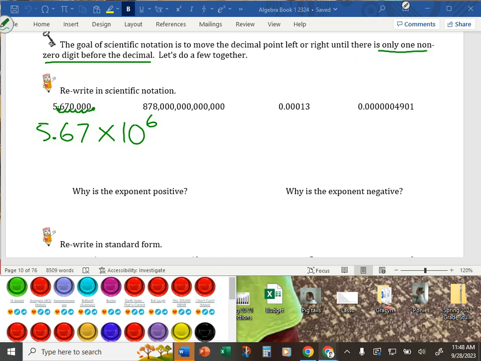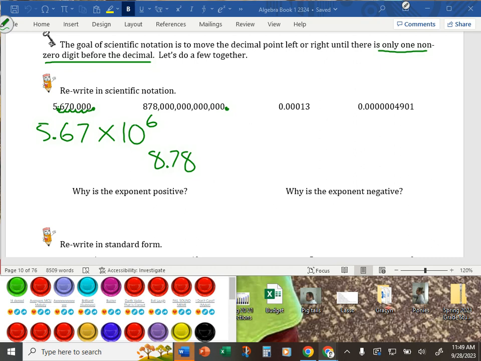No. Okay. This next one though, 878 trillion. What two numbers is our decimal point going to end up between? Right now it's at the end, right? What two numbers will it end up between when we write it in scientific notation? Mia? 8 and 7. 8 and the 7. So 8.78. All those non-zero digits need to be written there.